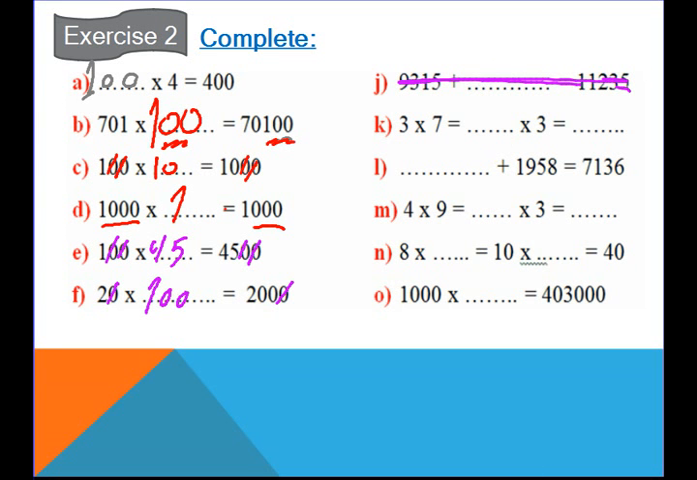3 times 7 equals empty space times 3. It's a commutative operation. When I cancel 3 with 3, the result here will be 7. 3 times 7 equals 7 times 3. It equals 21.